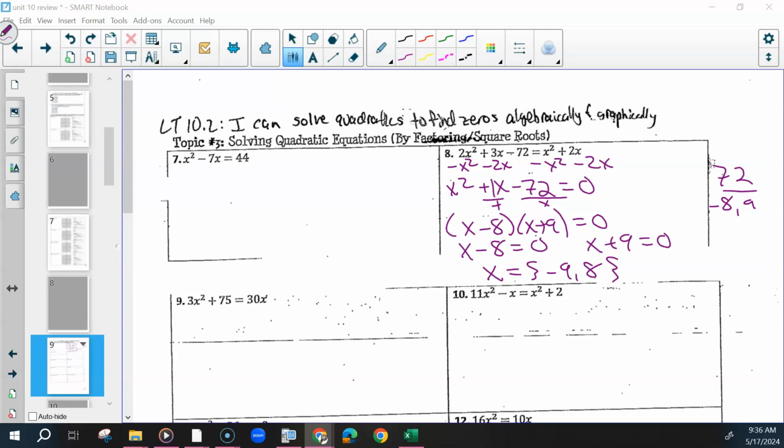On the next page is more curve of best fit. Do we have any questions there? After this page, we're going to stop.